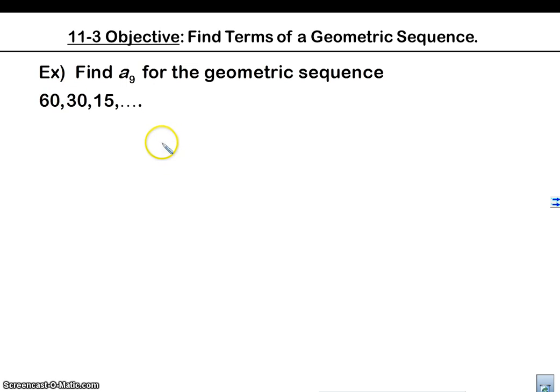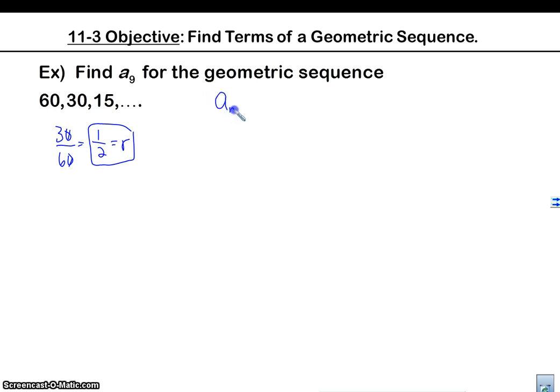All right, let's look at another example here. Find a sub n for the geometric sequence. So the first thing I need to do is figure out r. So I'm going to take 30 divided by 60, right? The second term divided by the first term, and that's going to give me 1/2. That is my r. R is 1/2. That's not my answer, guys. That's just r.